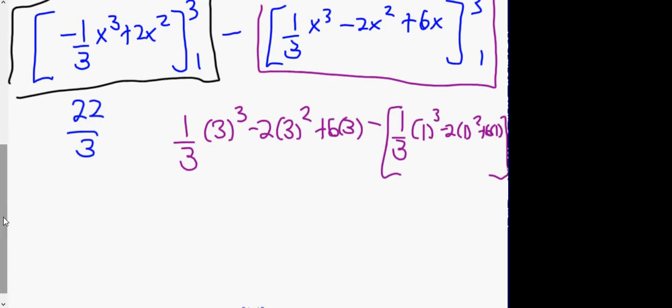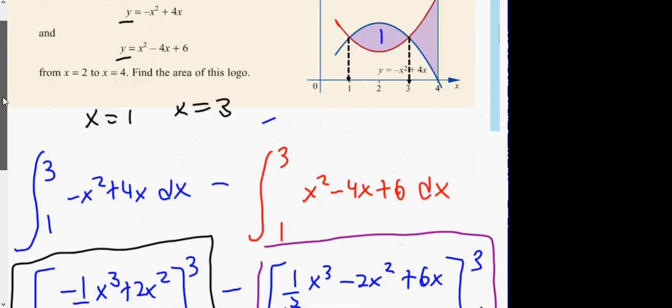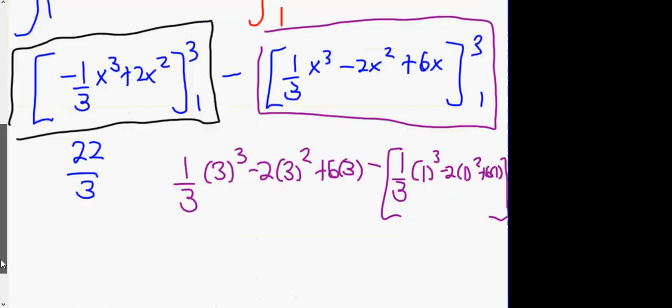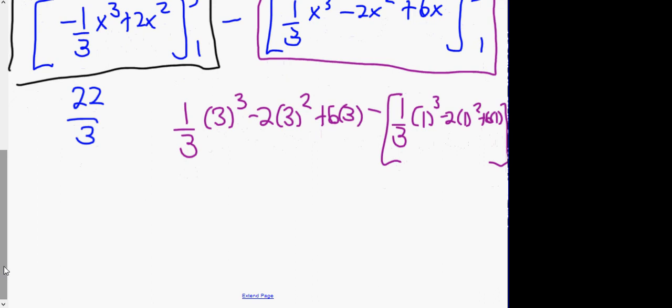Now, we're expecting a positive answer because it's above the x-axis. So what is it? 9? Is it 9? 14 over 3. Oh, sorry, it's 14 over 3, but we're then going to take it away from the other one.